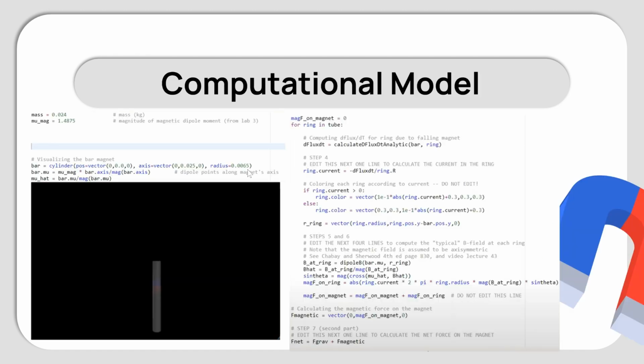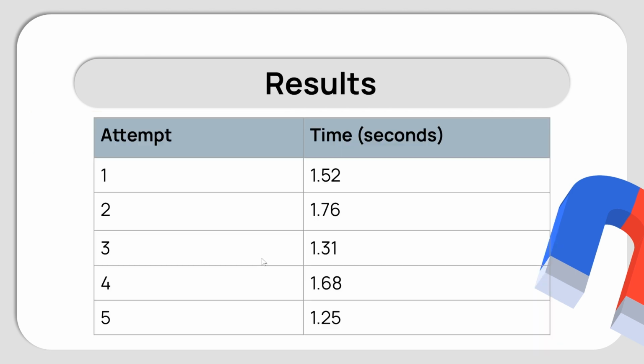This is the computational model we used to predict how long it would take. It took in many parameters, including the mass, the magnetic dipole moment, the ring radius, width, and a lot of other forces. Through this, it was able to calculate the forces and predict how long it would take for the magnet to fall through the magnetic loop.